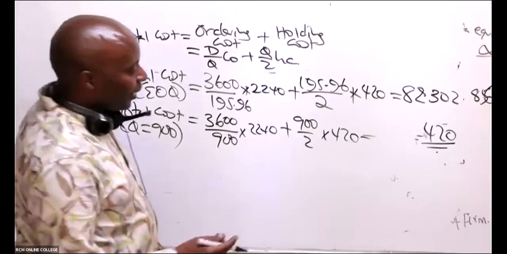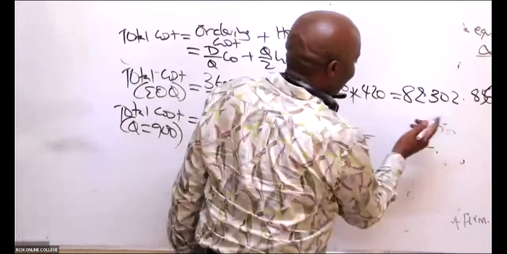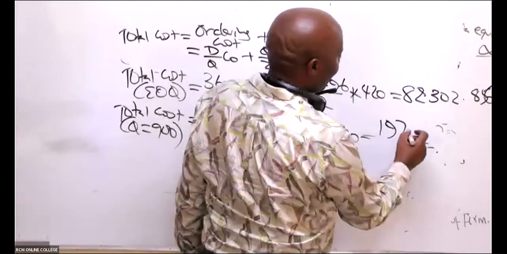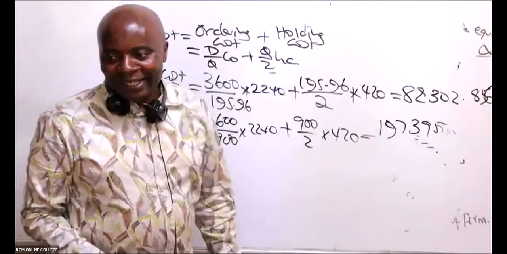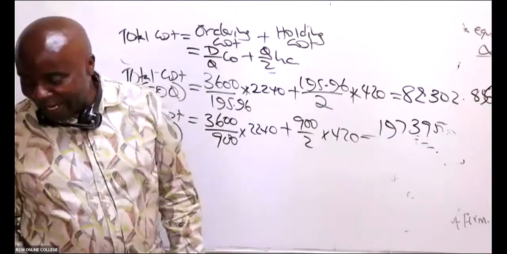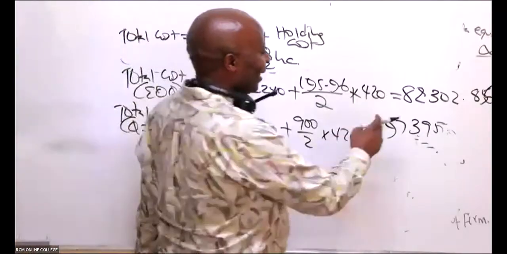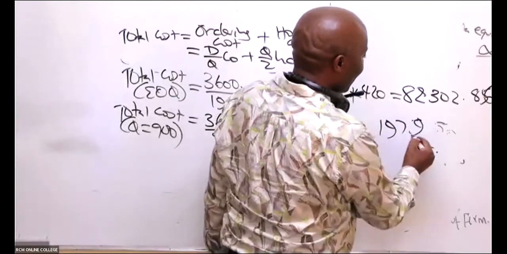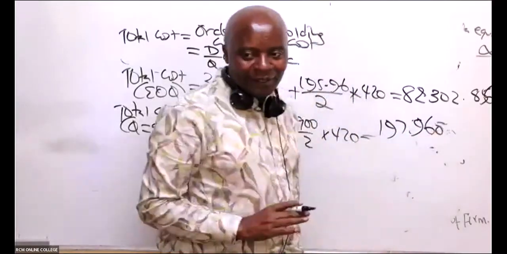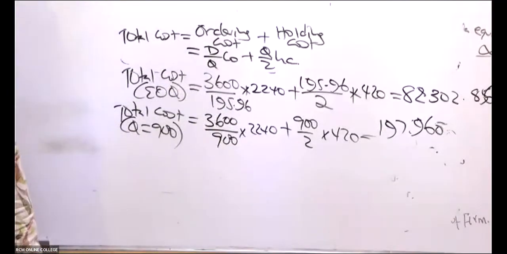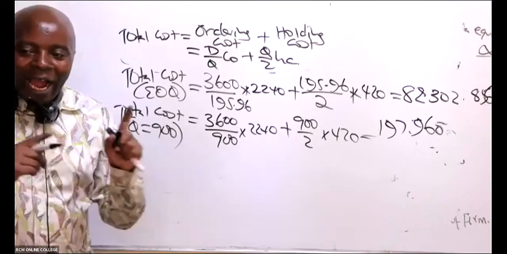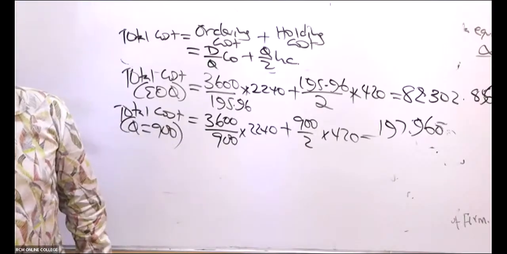97? 197? 395? 197? 960? 960 point something? Or just that? Thank you so much. And therefore, by going the EOQ way, how much are we able to save?